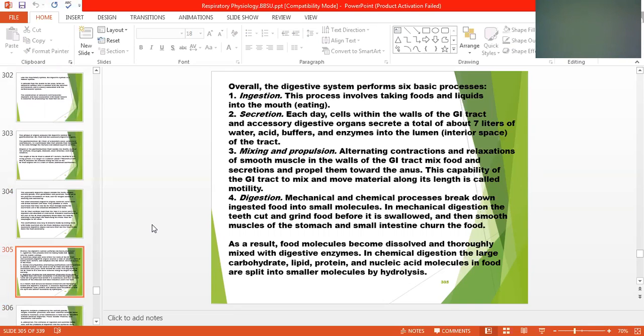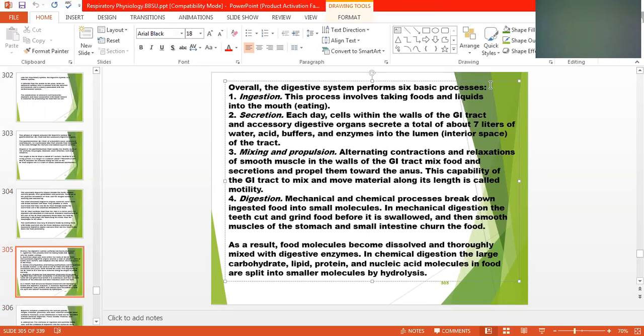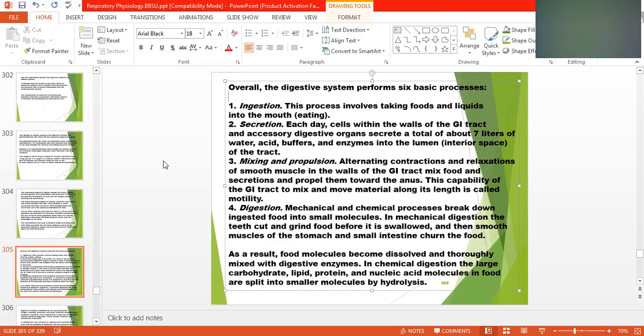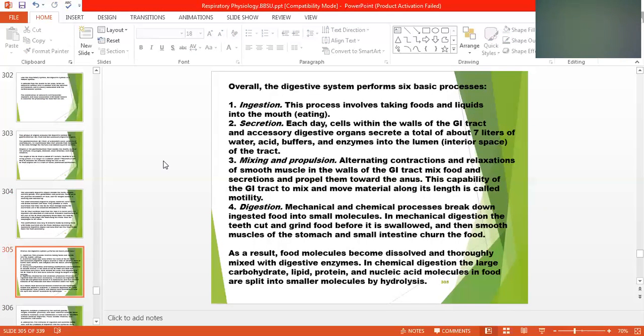Overall, the digestive system performs six basic processes. Number one is ingestion. The process involves taking food and liquid into the mouth. Eating is known as ingestion. The second step is secretion. Each day, cells within the wall of the GI tract and accessory digestive organs secrete a total of about 7 liters of water, acids, buffers, and enzymes into the lumen, the interior space of the tract.